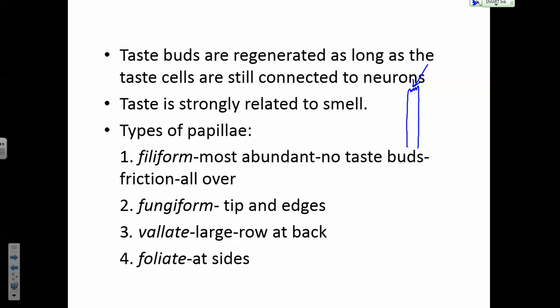Cats, especially cats. Yeah, and they have those long, what we call hairs on their tongues. Right, they're really large filiform papillae. The other three kinds do have taste buds associated with them.